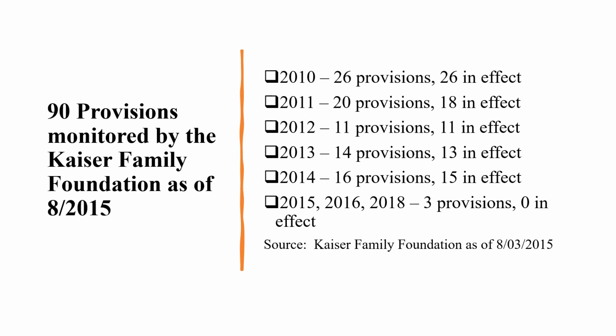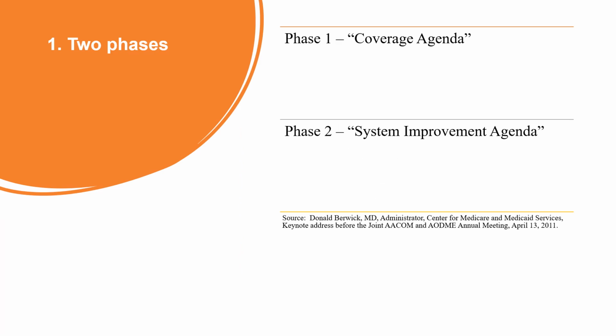But when we look at the Affordable Care Act, we can really divide it into two phases. And this layout of the ACA was not my idea. I had an opportunity to hear Donald Berwick, who was administrator for CMS at that time, give a keynote address to a meeting of osteopathic professionals. And he described it this way. And I think it's just a great way. If somebody asked you, explain the ACA to me, I'd go about it like this.